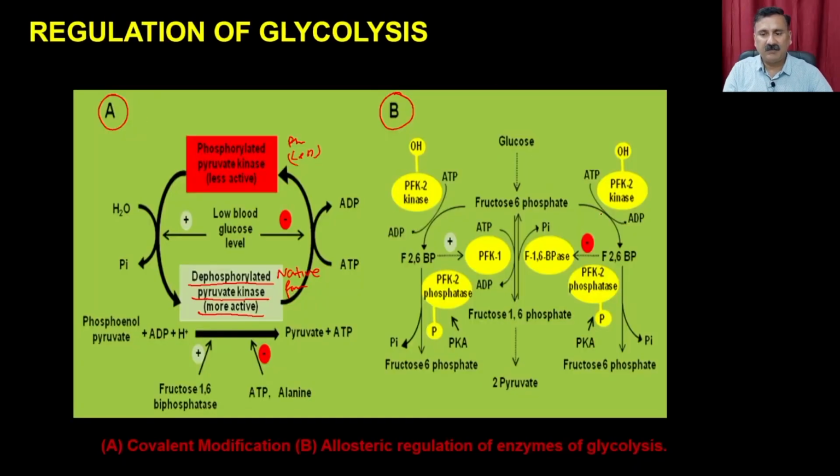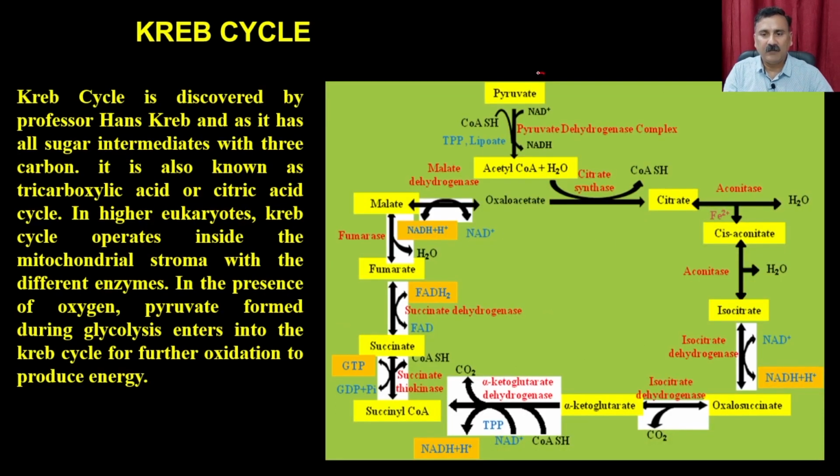Now the pyruvate is being produced, right? Pyruvate is being produced from glycolysis, and that is going to enter into the Krebs cycle. So the pyruvate produced from glycolysis is going to be a feeder molecule for the Krebs cycle. The pyruvate that is generated is going to enter into the mitochondria, right?